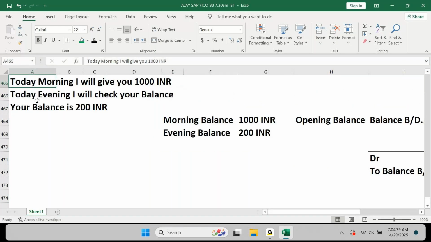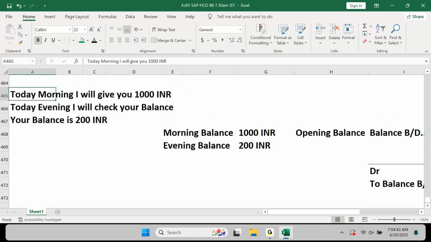Because I'm not telling you today morning your money, I'm telling you today morning I will give you 1000 rupees. For what? I want you to buy certain things for me while coming. And you brought home certain items and then you returned me 200 rupees. Now, will I verify what you spent or not? Yes. Verify. When I am verifying it, I need a detailed breakup for every spending or not.